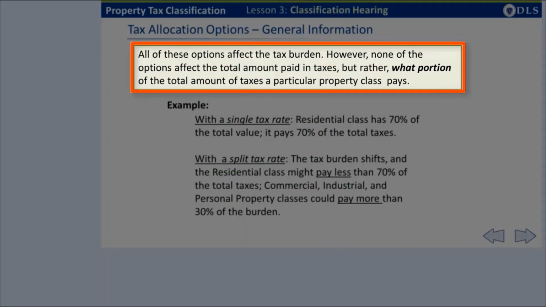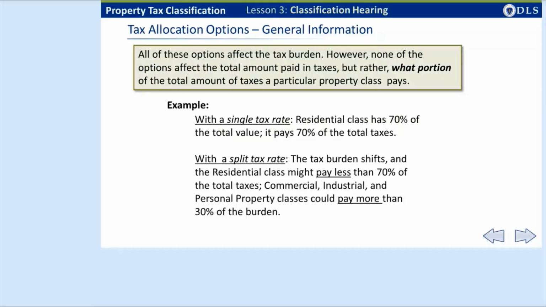All of these options affect the allocation of the tax burden. None of the options affect the total amount paid in taxes, but rather what portion of the total amount of taxes a particular property class pays. An example is, with a single tax rate, without any discounts or exemptions, each class and every parcel has a tax burden that is the same proportion as its assessment. If the residential class equals 70% of the assessed value in the community, it will carry 70% of the tax burden. With a split tax rate, the tax burden shifts and the residential class might carry less than 70% of the tax burden, and the commercial, industrial, and personal property classes could pay more.